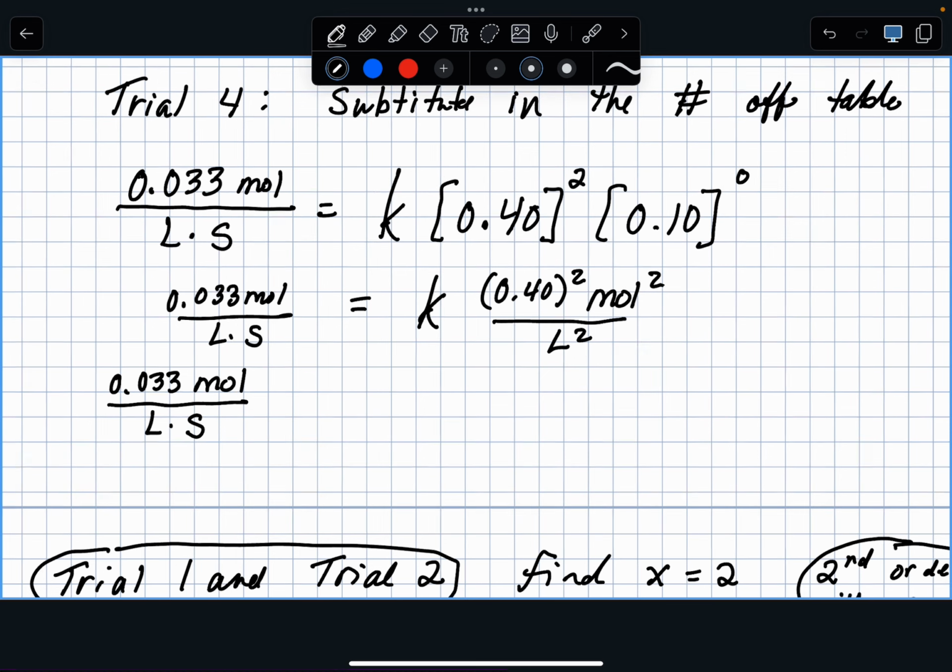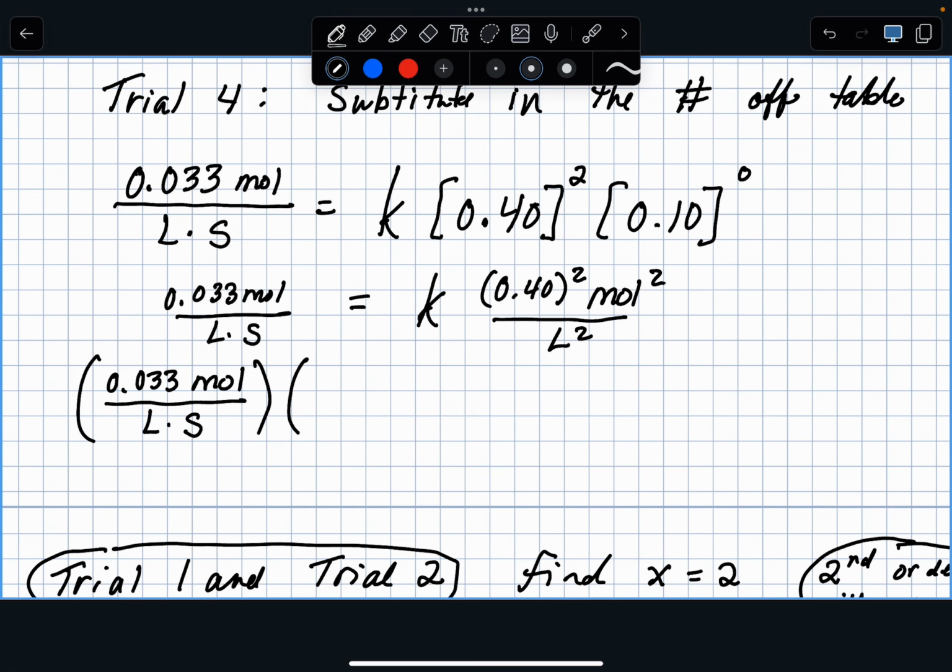And then I want K to be isolated on the one side by itself. So I'm going to have then the inverse, liters squared, 0.4, keep that one in parentheses though, squared, and then moles squared. And then that's going to equal this rate constant, lowercase k. You're going to have an uppercase K when you have equilibrium constant. So this is a lowercase k.